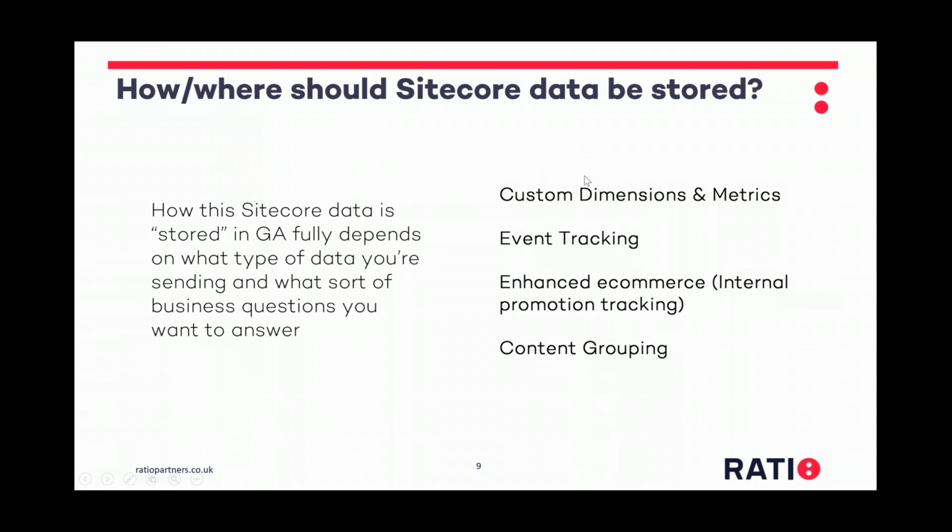And you have content grouping as well, which I'll go into in a little bit greater detail later on, but it's basically a way of grouping content based on the taxonomy that you send into GA in a more robust way than just using the URL structure or something like that. So yeah, unfortunately, there's no easy answers as to where you send this information. You really need to think first about what type of information it is, and then when you've got it in there, what questions do you hope to answer with it? And then the answer might become a bit clearer.